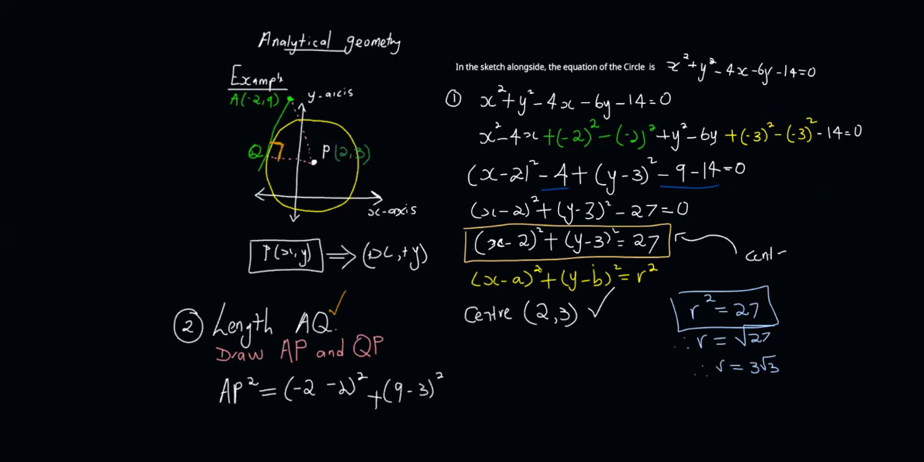And then with regards to that, now we're going to say QP squared is equal to. So with regards to QP, look at QP again. So when you look at QP, how can I best put this?